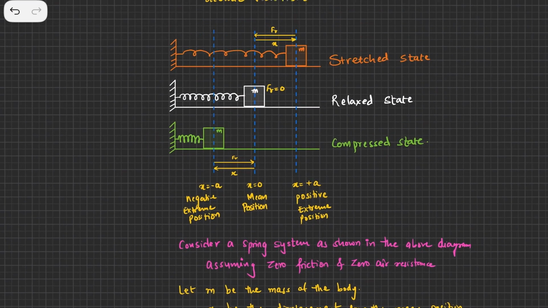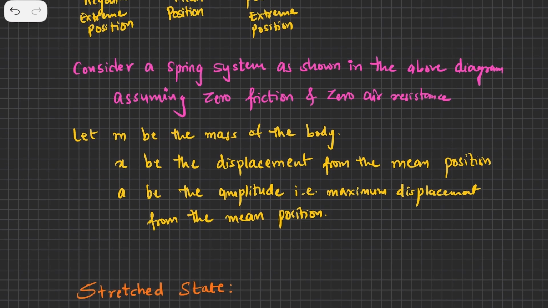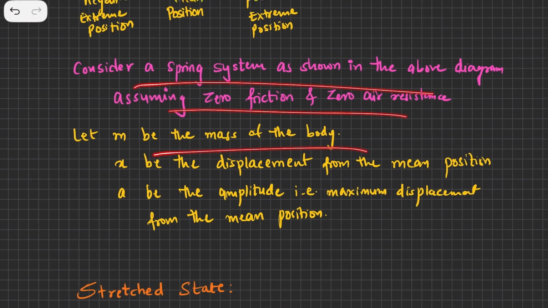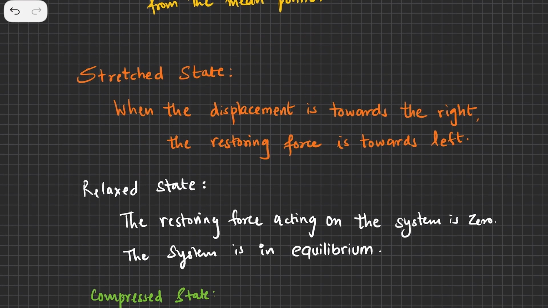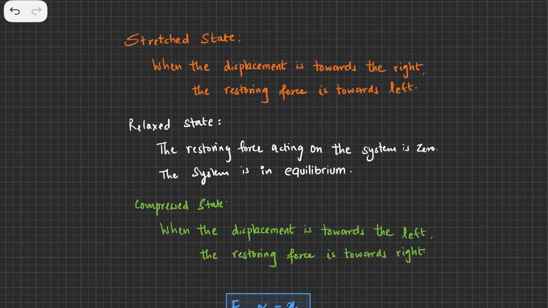Now whatever I have represented in the diagram, you can see I have written what it is, and you can pause the video and go through the things which I have just mentioned. What is happening in the stretched state, the relaxed state or the compressed state, whatever I have explained, those things I have written over here. So you can just go and have a look. When the displacement is to the right, the restoring force is to the left, and when the displacement is to the left, the restoring force is to the right. And in the relaxed state, the net force is 0, that is the restoring force is 0, and we say that the system is in equilibrium.